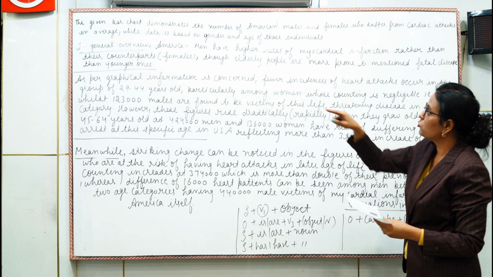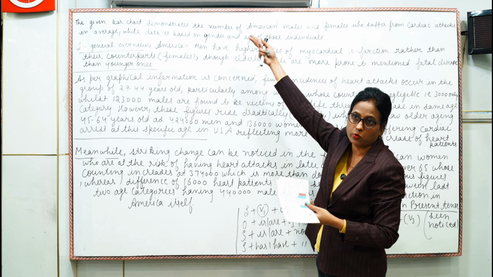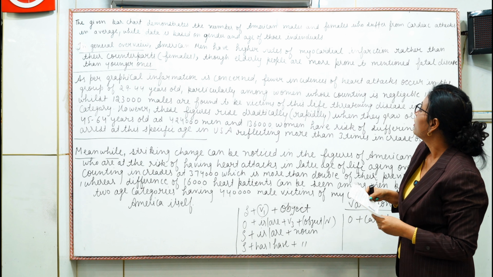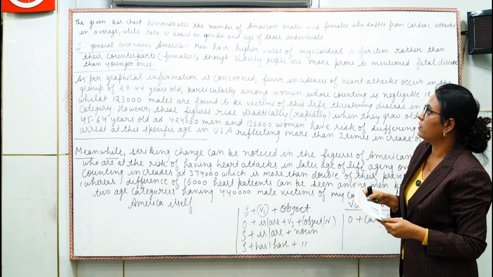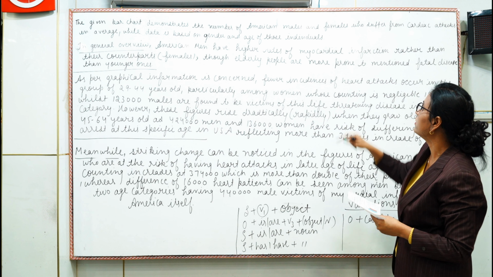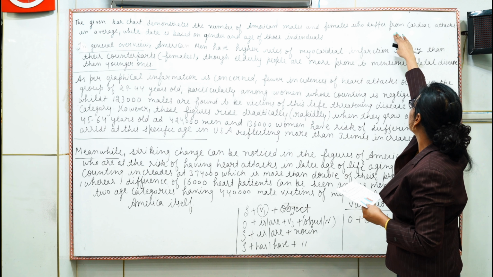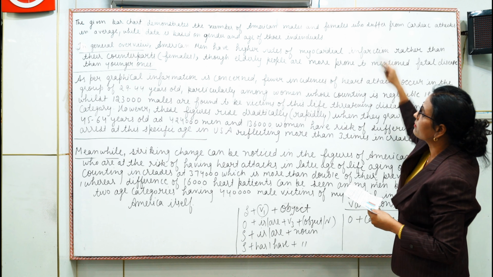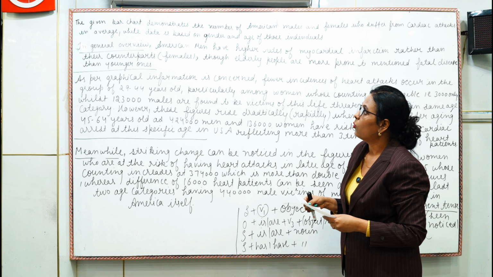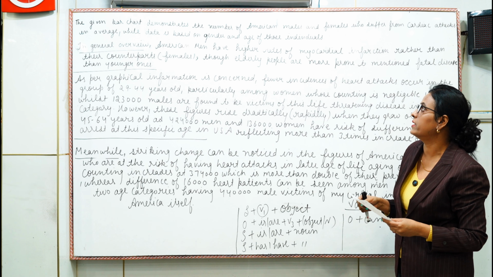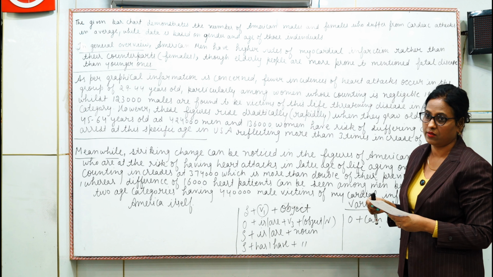If there is a number, you should write the number. If percentage, ratio, accordingly you have to use. So the given bar chart demonstrates the number of American male and female who suffer from cardiac attacks on average, while data is based on gender and age of those individuals.